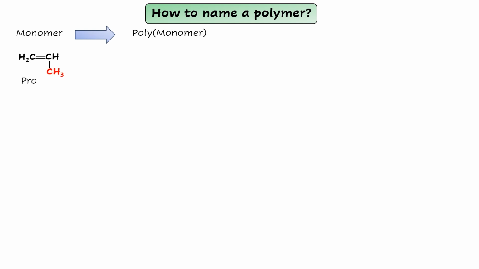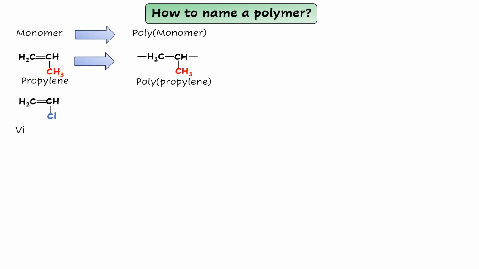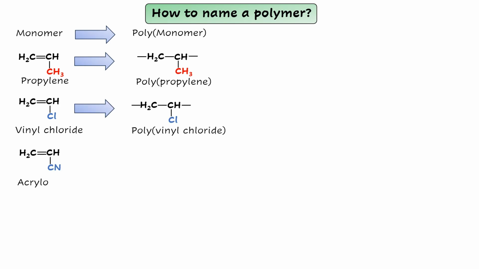Now the question is how to name a polymer. Naming a polymer is straightforward. All we need to do is add the prefix poly to the name of the monomer from which the polymer is derived. For example, the polymer obtained from propylene will be polypropylene. Similarly, the polymer obtained from vinyl chloride will be polyvinyl chloride. In similar fashion, the polymer obtained from acrylonitrile will be polyacrylonitrile.